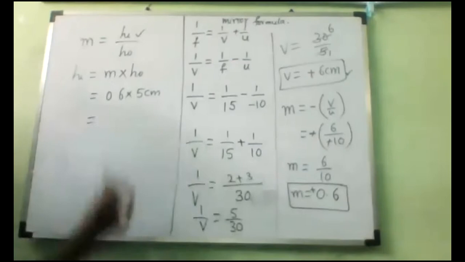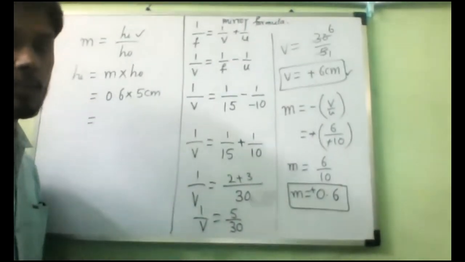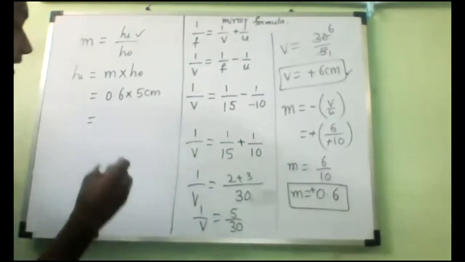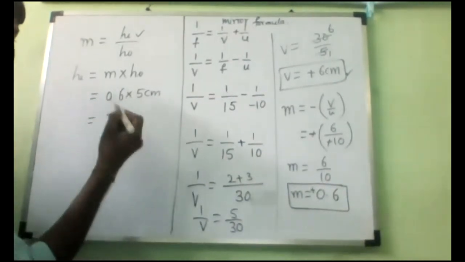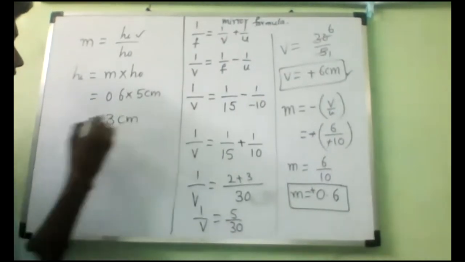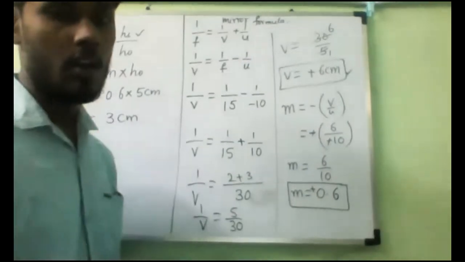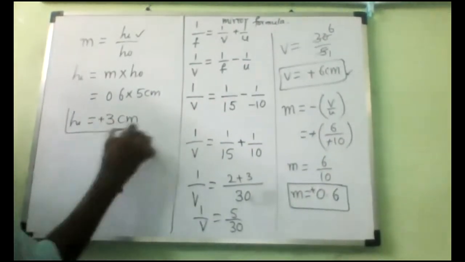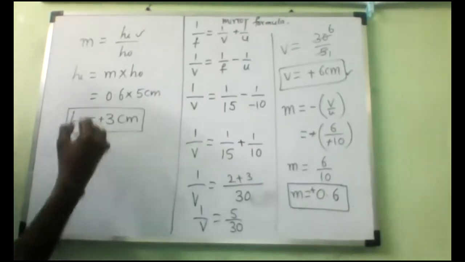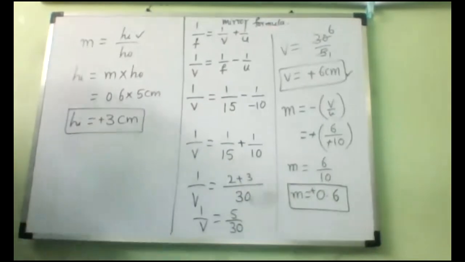So now, 0.6 into 5 centimeters, how much is it? 3 centimeters. So this is the height of the image, which is also plus 3 centimeter. Is it yes or no? Height of the image is plus 3 centimeter. So from that I can write it is less than the height of the object.